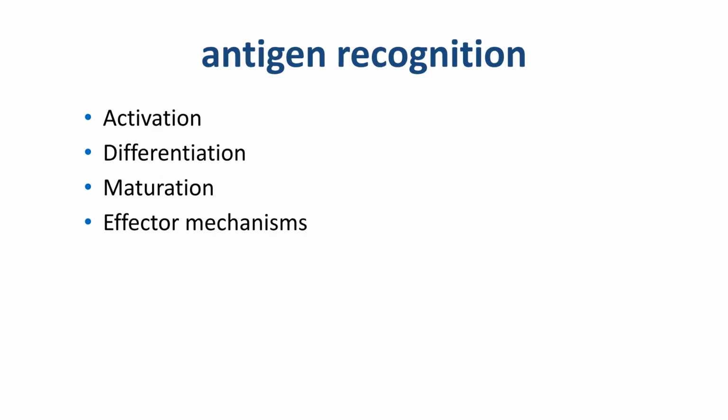Antigen recognition initiates a cascade of cellular events leading to effective immune responses. Understanding this process reveals how lymphocytes transform from resting cells into effector cells. The process involves 4 key stages. First is activation, where lymphocytes receive signals through their antigen receptors and co-stimulatory molecules, transitioning from quiescent phase into active cell cycle. Second is differentiation, where activated lymphocytes commit to specific functional fates.